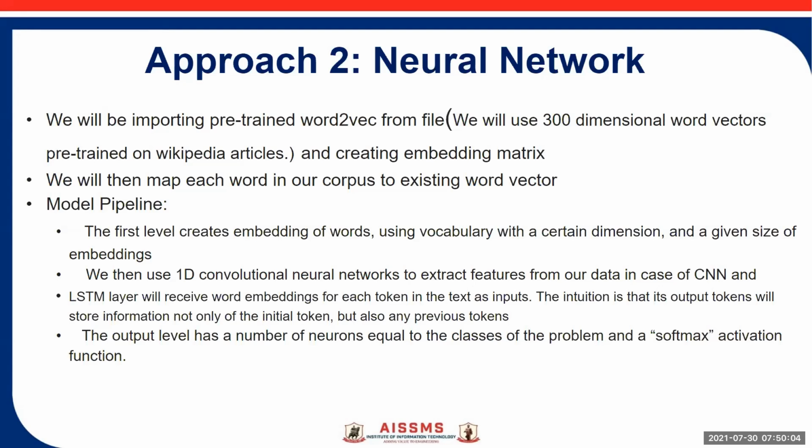Then coming to LSTM. The LSTM layer will receive word embeddings for each token in the text as the inputs. The intuition in this is that its output tokens will store information not only of the initial token, but also any previous tokens. So basically the LSTM layer is generating a new encoding for the original input. The output level has a number of neurons equal to the classes of the problem and a softmax activation function.